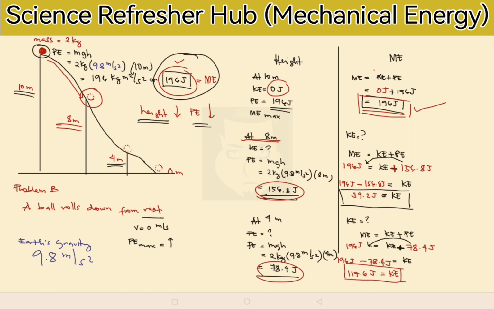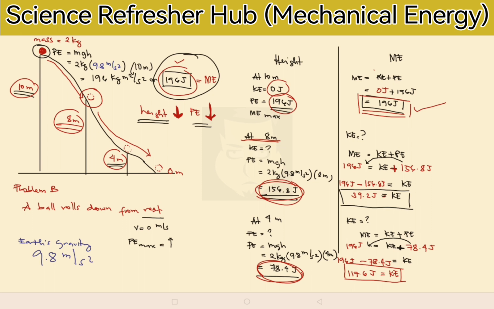That's the KE. I will compare the trend here. As we all know, as we decrease the height, I will make it bolder. As we decrease the height from 10 and then 8 and 4, look at what happened to the potential energy. It also decreases. So from 196, it becomes 156 and then becomes 78.4. On the other hand, the kinetic energy, as the object falls or rolls down, it gains kinetic energy and it speeds up.